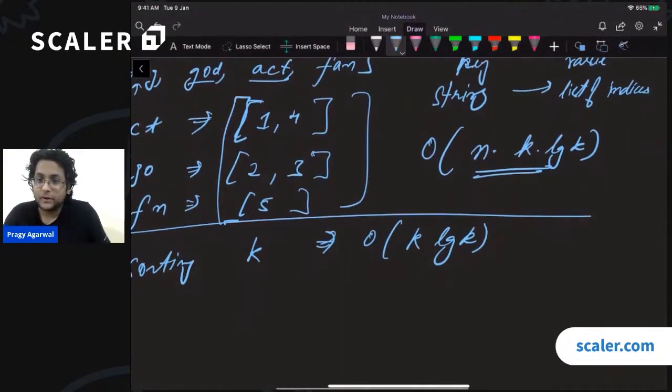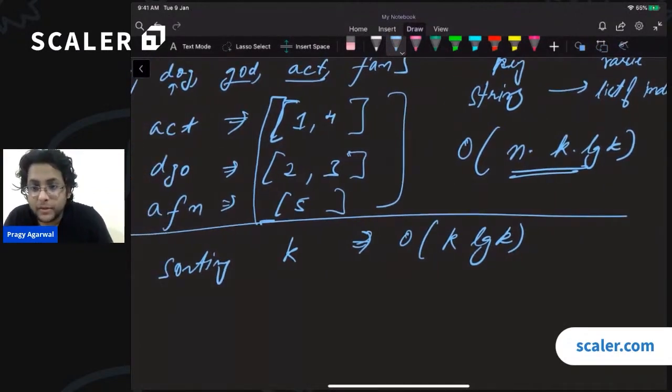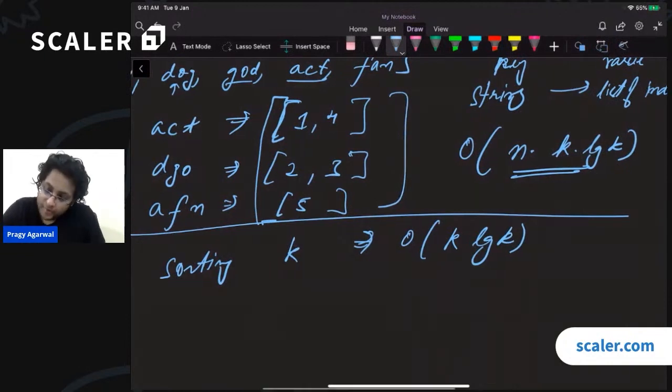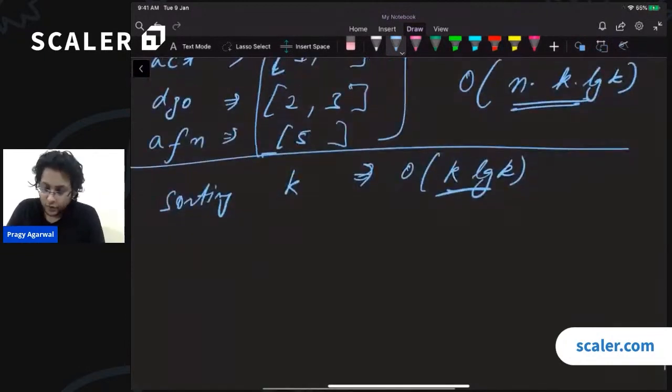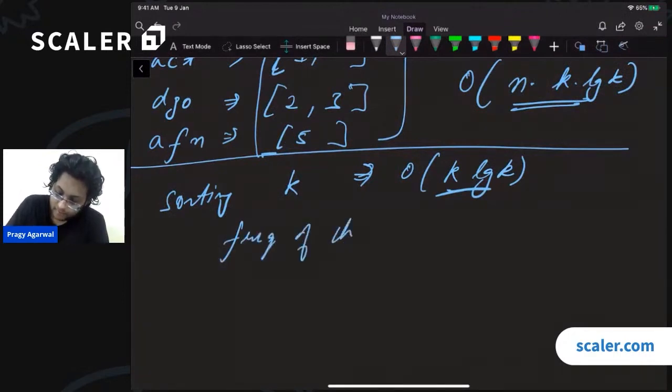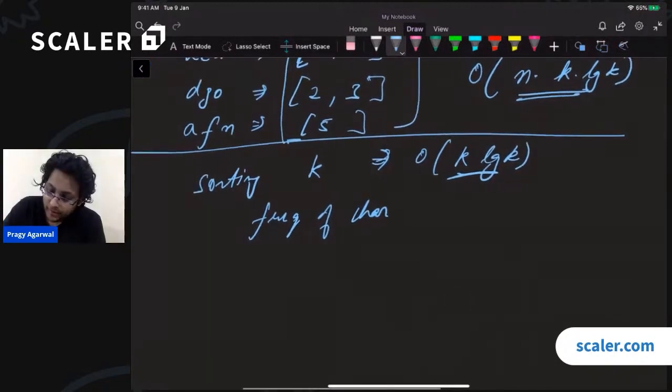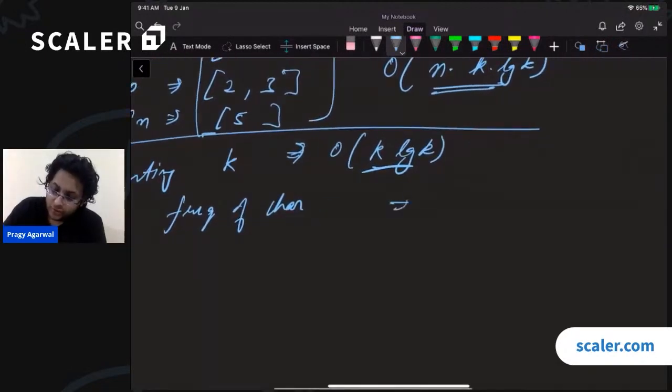Now, Prakash over here says that we can also optimize this k log k part. Instead of sorting, we can keep the frequency of characters. That is one other way of checking for anagrams: the frequencies should match. So in that case, our complexity will be reduced to an expected order of n times k time.